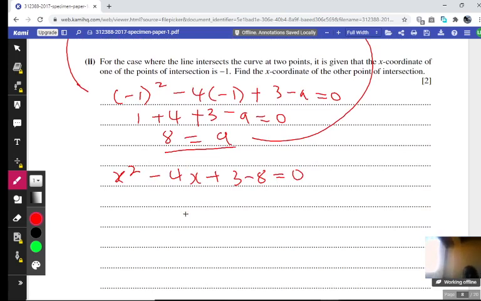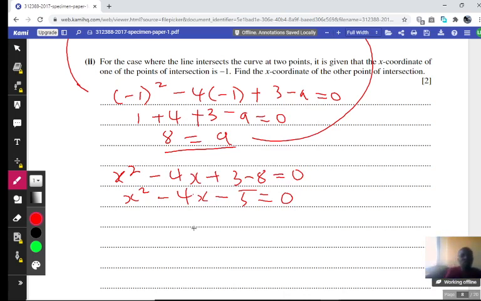Then let's work this one out. You get x squared minus 4x minus 5 is equal to 0. So that's your quadratic equation. Right, now let's simplify this quadratic equation. How can we simplify this quadratic equation?